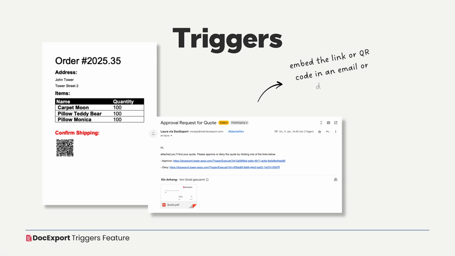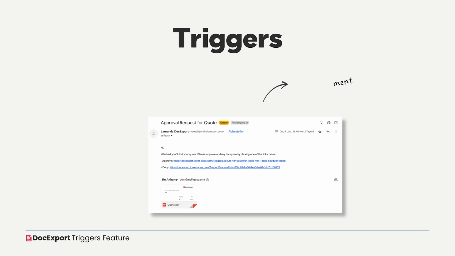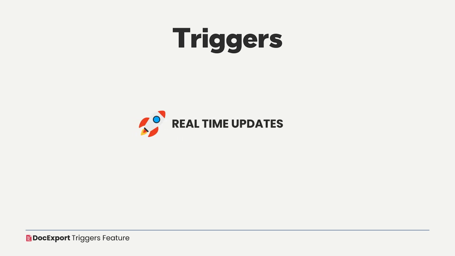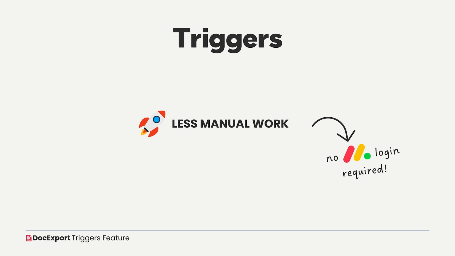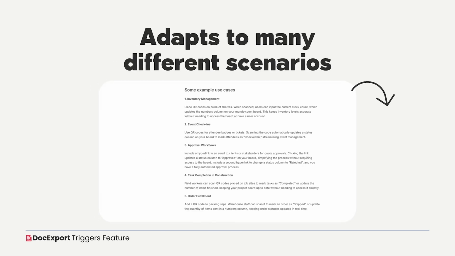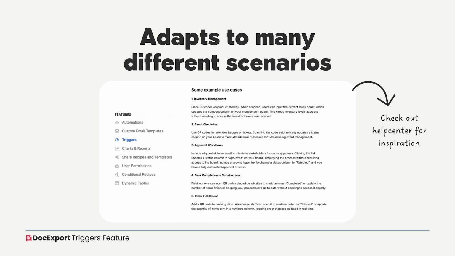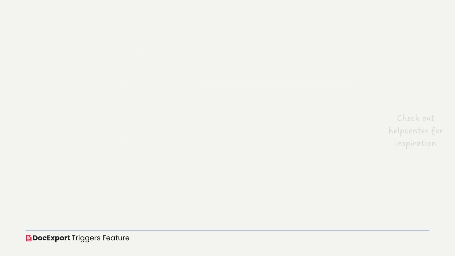Embed the link or code in emails, PDFs, or documents for faster approvals, real-time updates, and less manual work, even for non-Monday.com users. Triggers are designed to adapt to many different scenarios. If you need some inspiration, you can find common use cases in our Help Center.